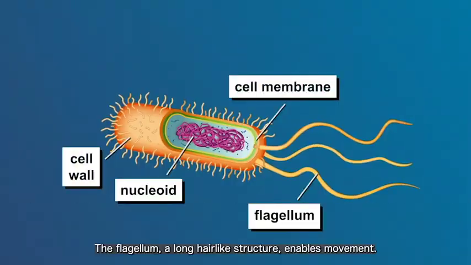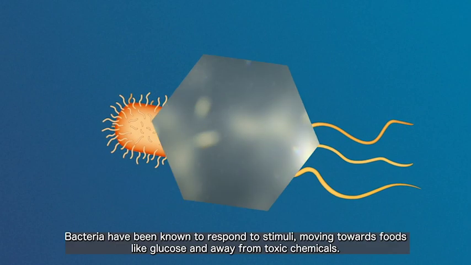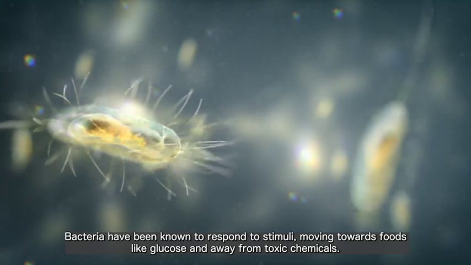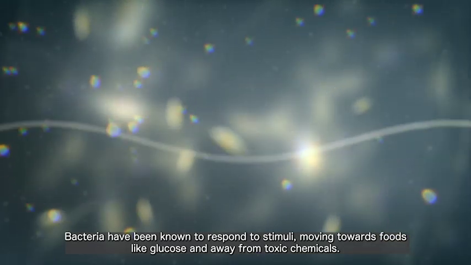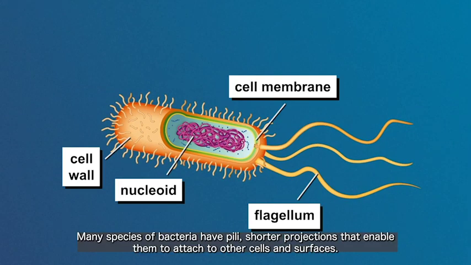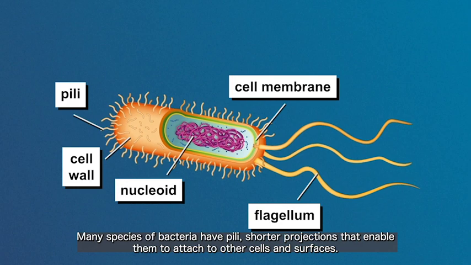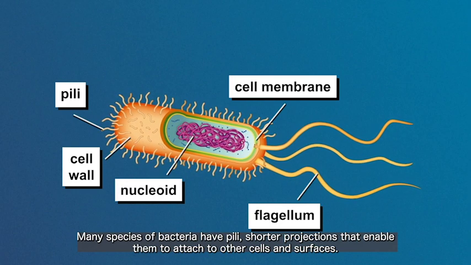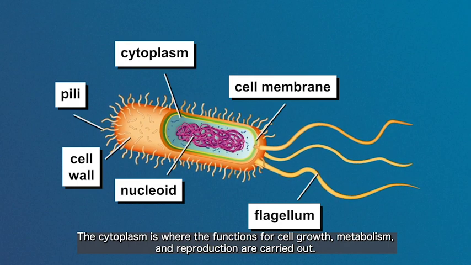The flagellum, a long hair-like structure, enables movement. Bacteria have been known to respond to stimuli, moving towards foods like glucose and away from toxic chemicals. Many species of bacteria have pili, shorter projections that enable them to attach to other cells and surfaces. The cytoplasm is where the functions for cell growth, metabolism, and reproduction are carried out.